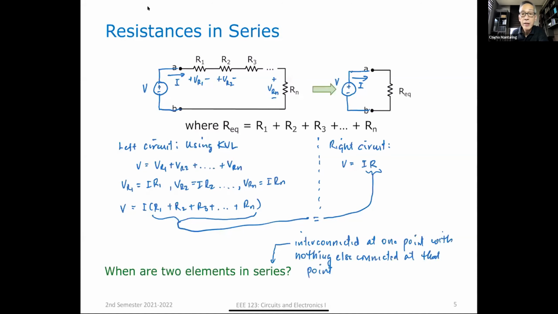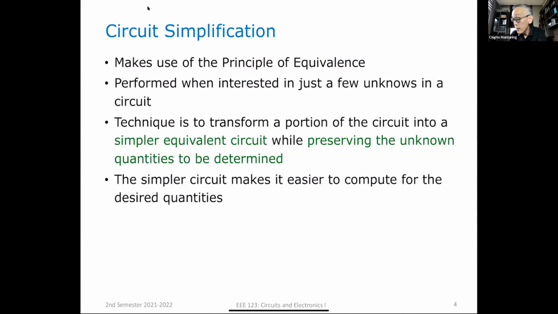Some other way of describing a series connection is when the head of one element is connected to the tail of another element with nothing else connected at this point of interconnection. Okay, in the previous slide, I said that you transform a portion of the circuit into a simpler equivalent circuit while preserving the unknown quantities to be determined.